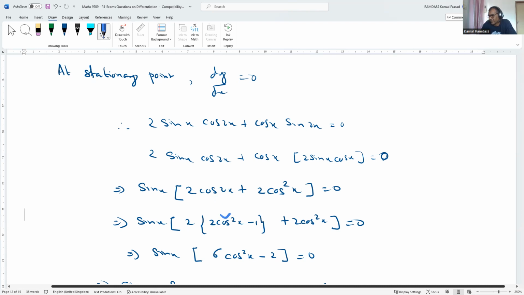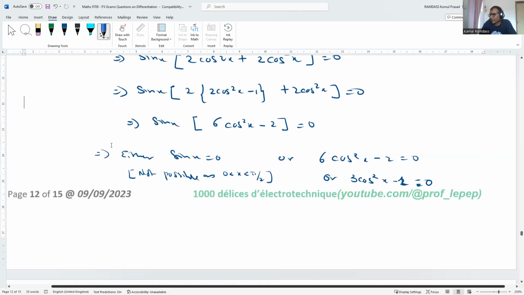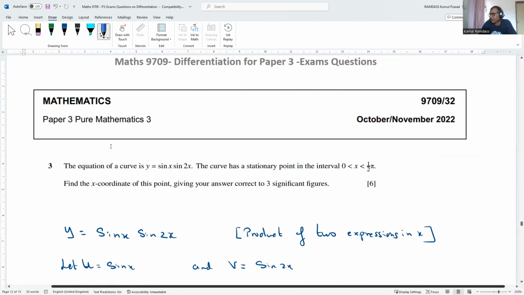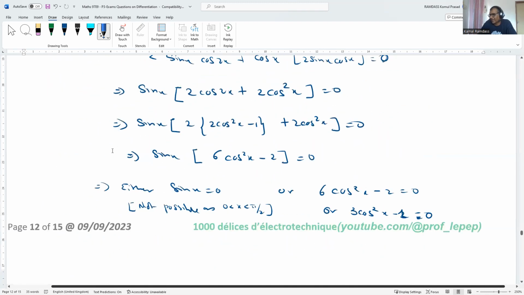Ça, c'est équivalent pour cos de 2x multiplied by 2 plus 2 cos square de x. Je gagne 2 cos square de x plus cos square de x, 4 cos square plus 2 cos square, je gagne 6 cos square de x minus de 2. Minus de 1 times 2, c'est minus de 2, est égal à 0. Ça veut dire either sin de x is equal to 0 ou 6 cos square de x minus de 2 est égal à 0. Bon, sin de x pas capable d'être égal à 0 parce qu'il me dit que x greater than 0. Alors, moi, élimine ça carrément.